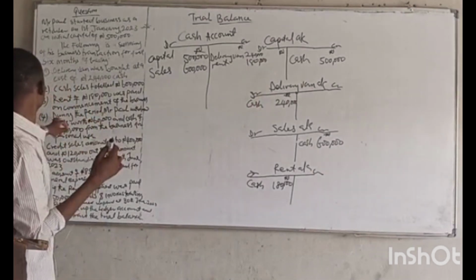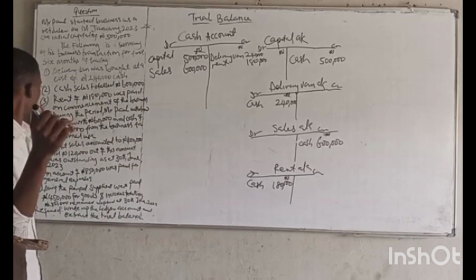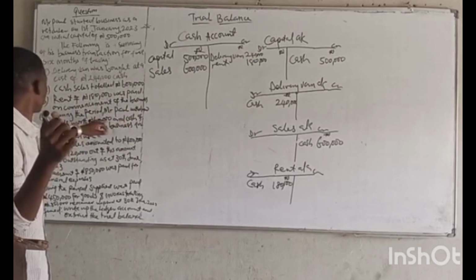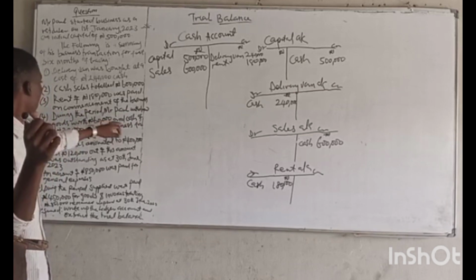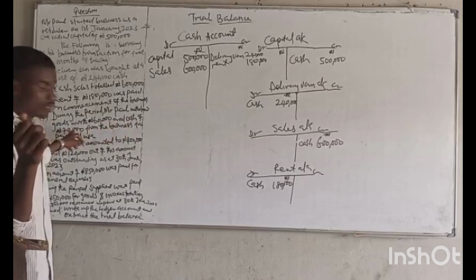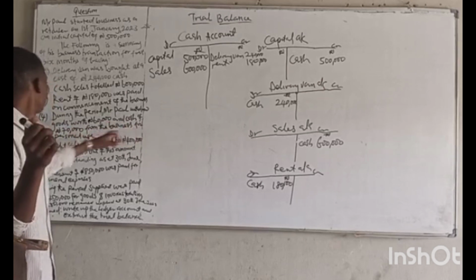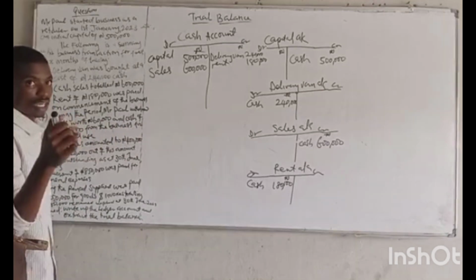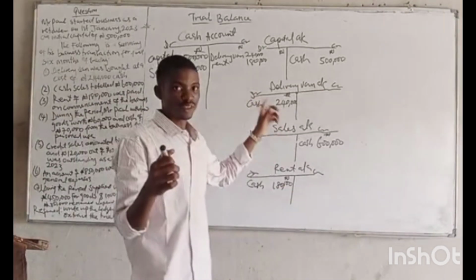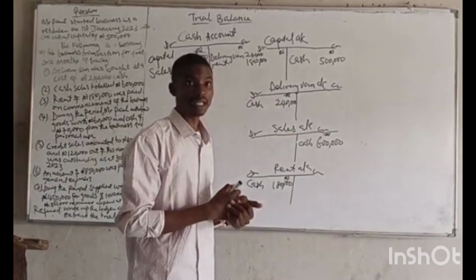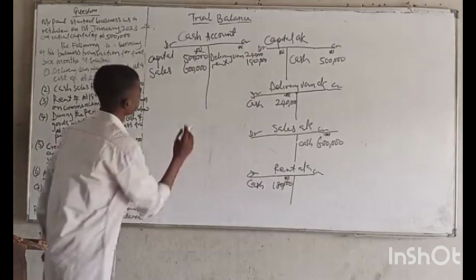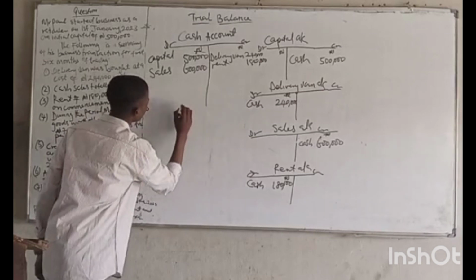Then number 4 says during the period, Mr. Paul withdrew goods worth 60,000 naira and cash of 70,000 from the business for personal use. This is drawing. And you remember in our previous video, drawing always has a debit balance. So what we do, we open a drawing account.